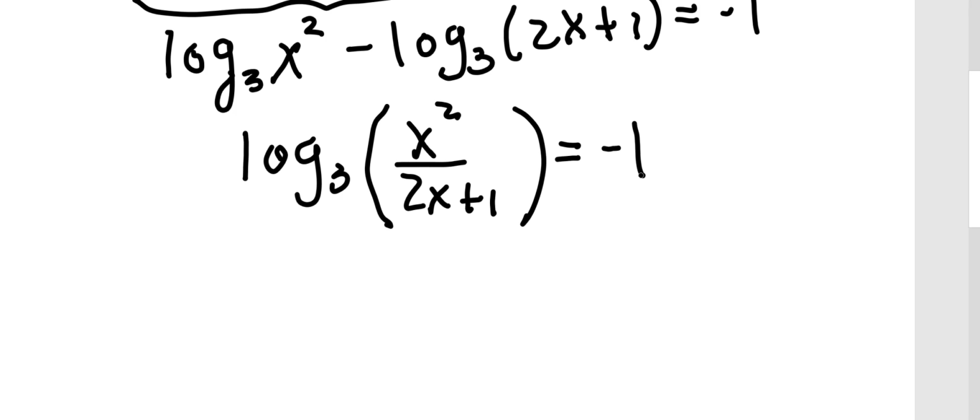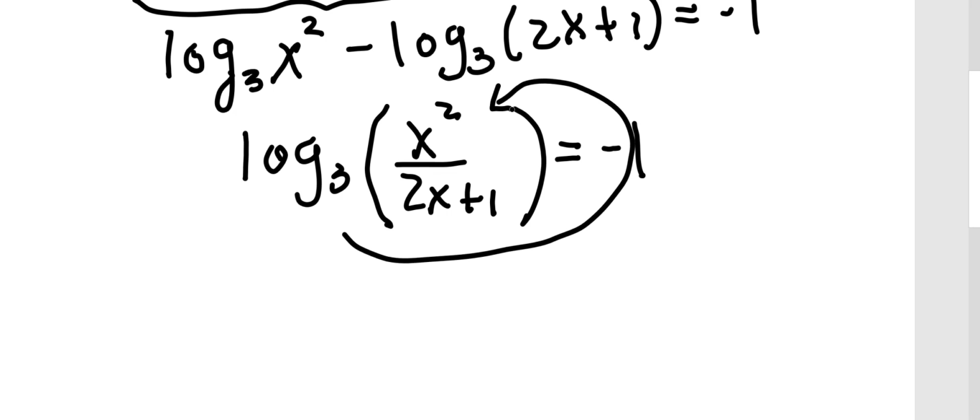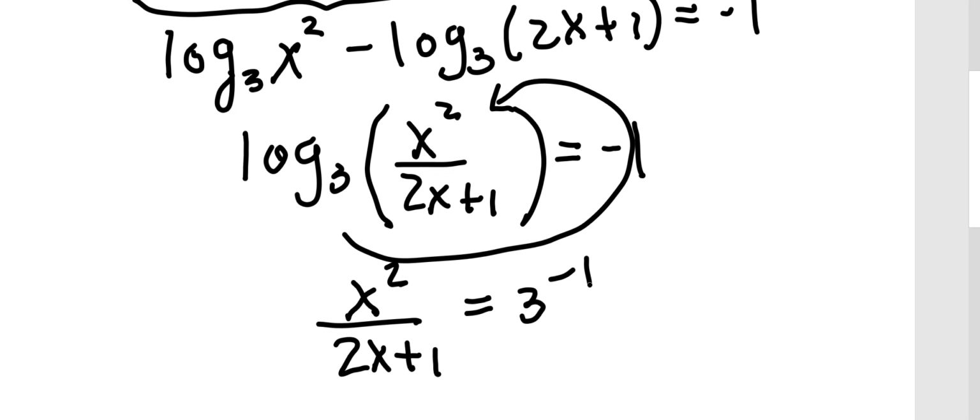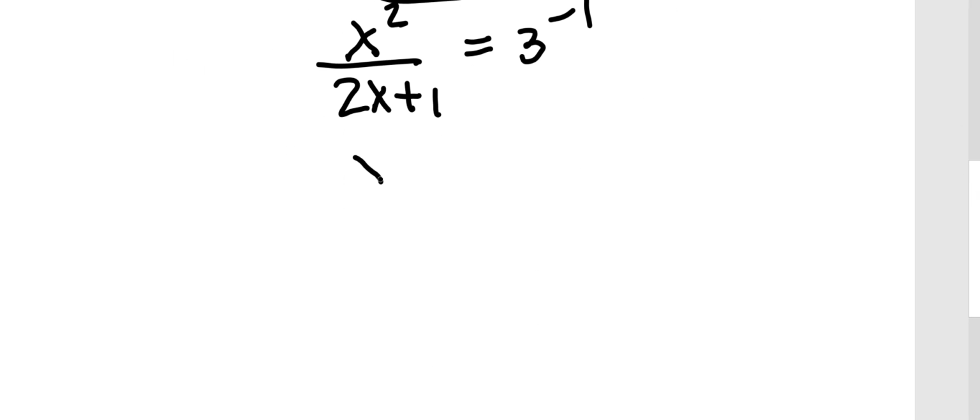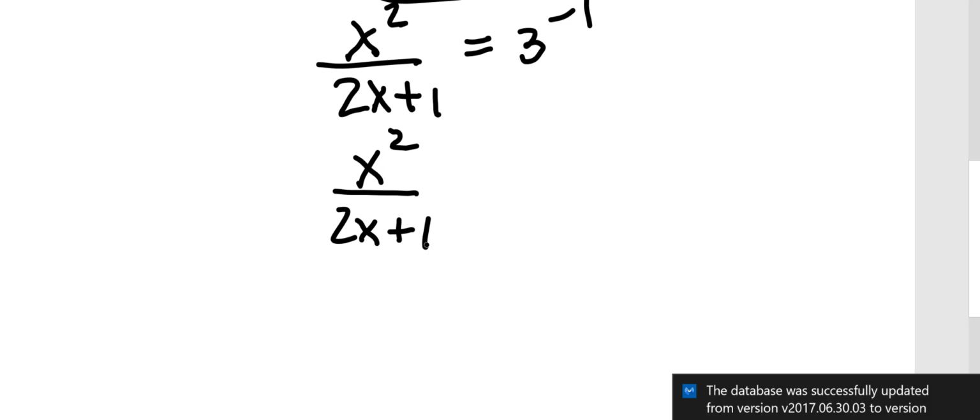Now I'm going to want to rewrite this logarithm as an exponential, or do the loop. So 3 to the -1 equals x squared over 2x plus 1. So x squared over 2x plus 1 equals 3 to the -1. Well, 3 to the -1 is nothing more than 1/3. So x squared over 2x plus 1 equals 1/3.